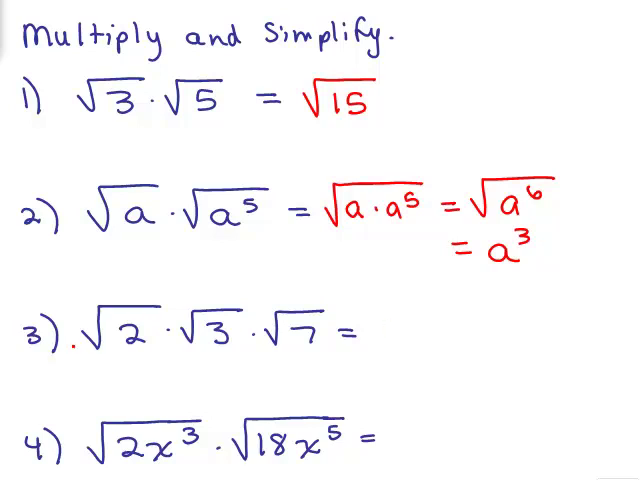Right, what about number 3? Well, you've got three things to multiply. So you have to multiply 2 times 3 times 7, which is 42. So this is just the square root of 42.